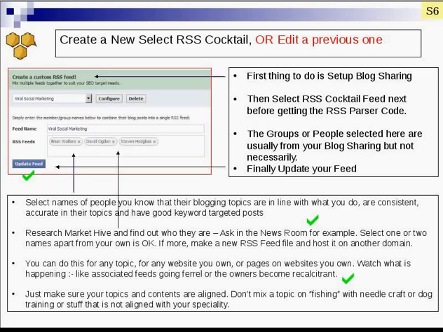Just have to make sure that the content is aligned with what you're talking about. For example, don't mix a topic on fishing with needlecraft or dog training or other stuff that's not aligned with your speciality. This is important because if you use just general run-of-the-mill blogs that aren't focused on what you do, then all you'll do is dilute your blog power.